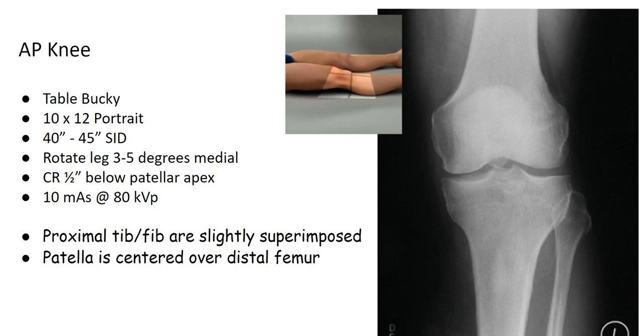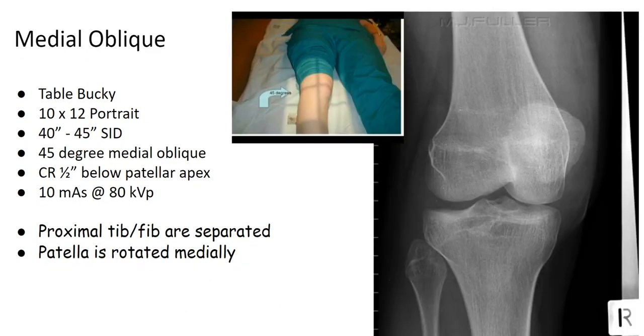All right, beautiful. Let's look at one of our obliques. The medial oblique. This is a 45-degree medial oblique. And you can see from the picture here, you're simply rotating the whole leg in 45 degrees. Nice and easy, no big deal. You're still using table bucky, 10 by 12 portrait collimation, 45 inches SID. You're centering at the same spot, just below the patellar apex, using the same technique.